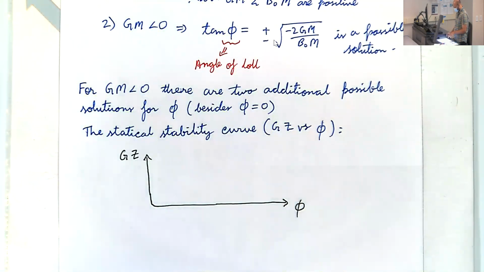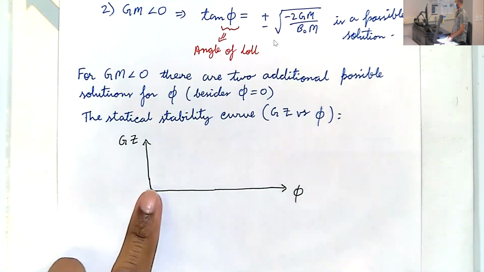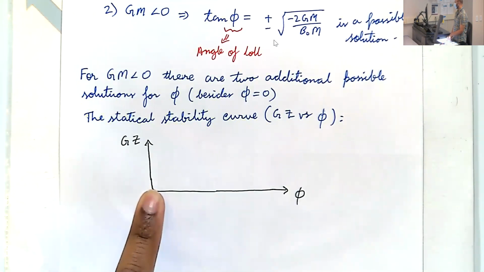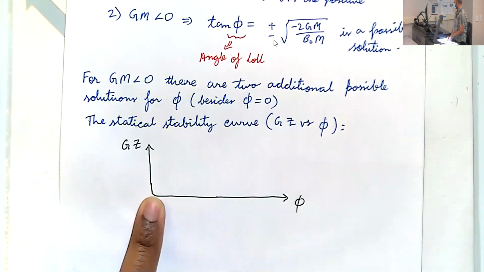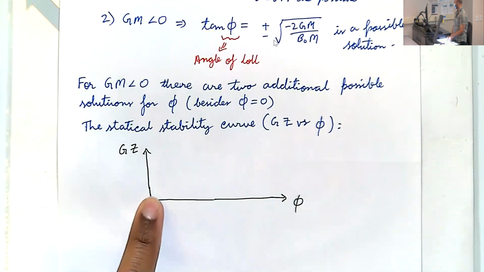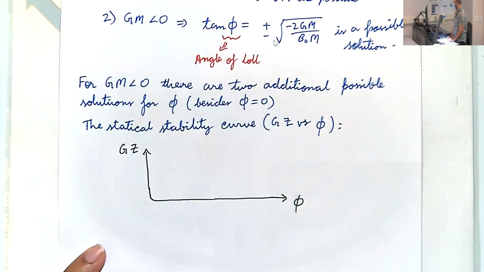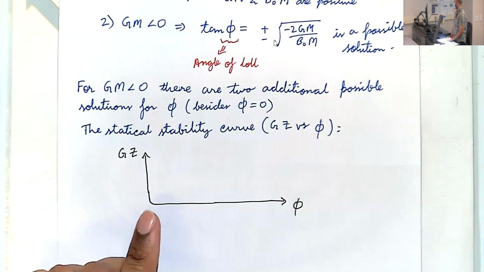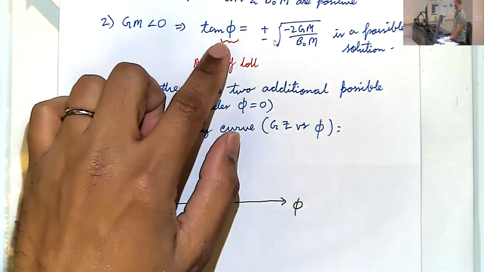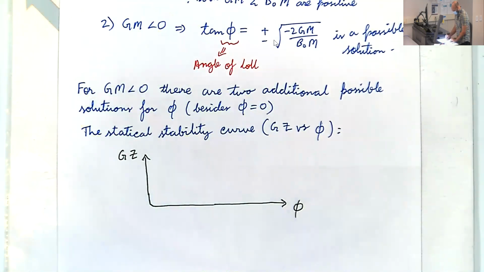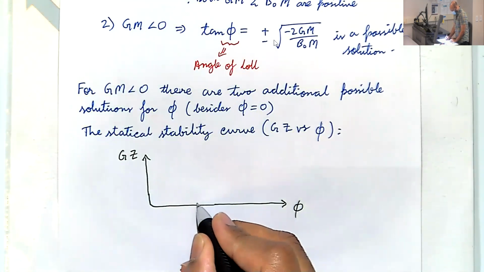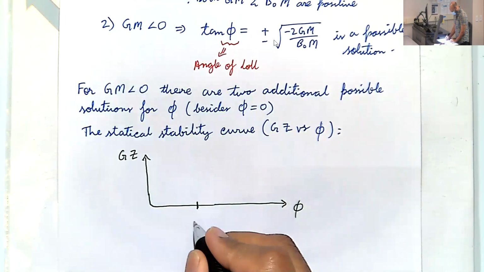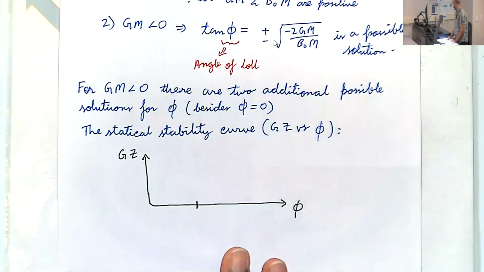Okay, let's think about what the curve should look like. So obviously, when it's upright, we should start at 0. What else? Our curve should hit 0 again at this phi loll. Okay, so let's say it'll come and hit 0 again here. I'll mark it later.